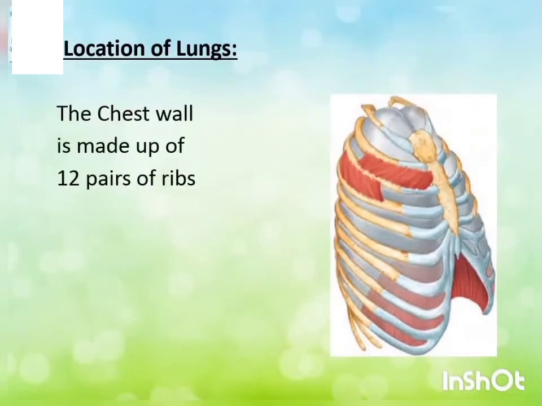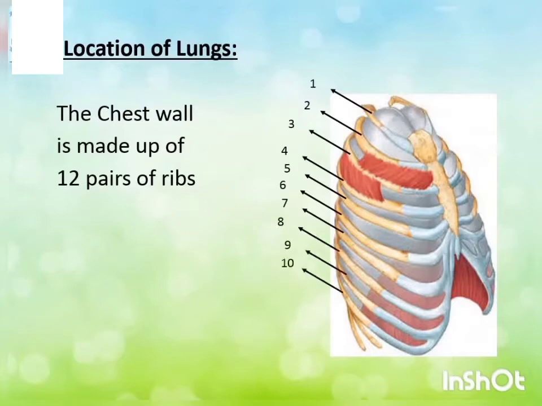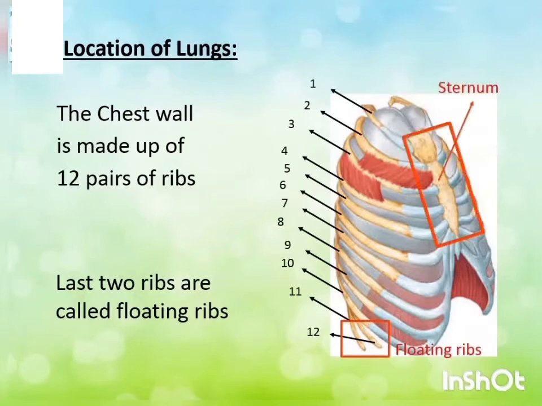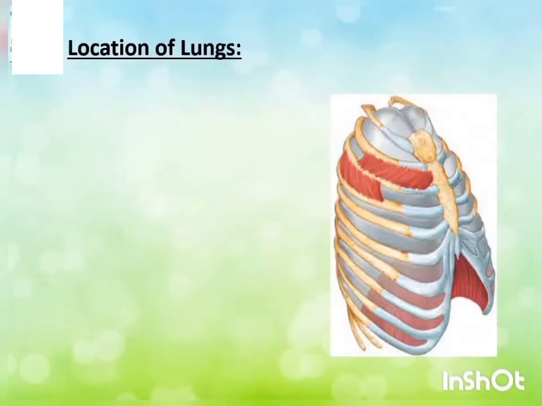Okay, the chest wall is made up of 12 pairs of ribs. Now let's count: 1, 2, 3, 4, 5, 6, 7, 8, 9, 10, 11 and 12. There are 12 pairs of ribs. And the last two ribs are called the floating ribs. Look at the diagram. These are the floating ribs. They are called floating ribs because they are not attached with the sternum.